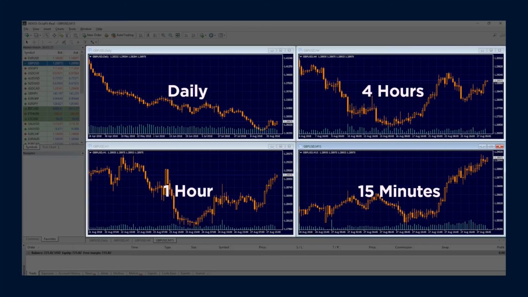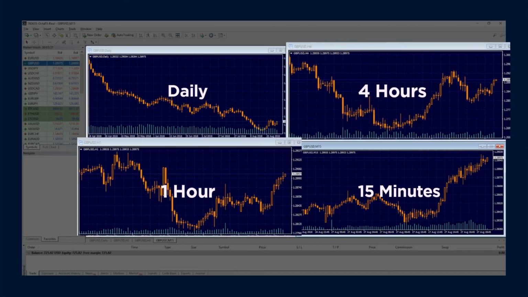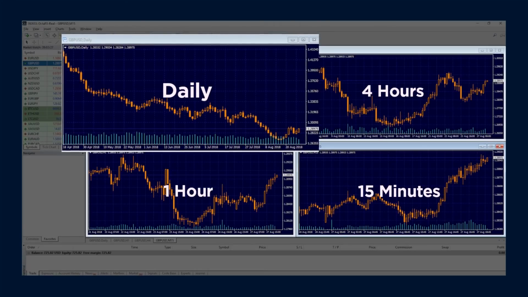Intraday traders who enter and exit the market the same day pay more attention to shorter timeframes, such as the hourly and 4-hour charts for entry signals and the daily chart for the broader trend.